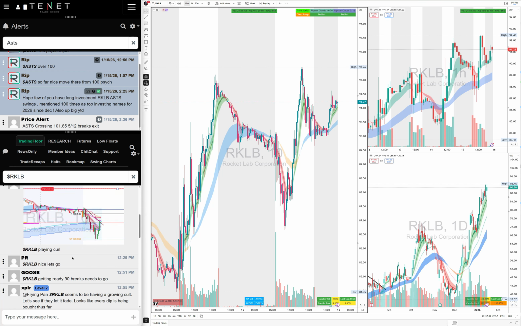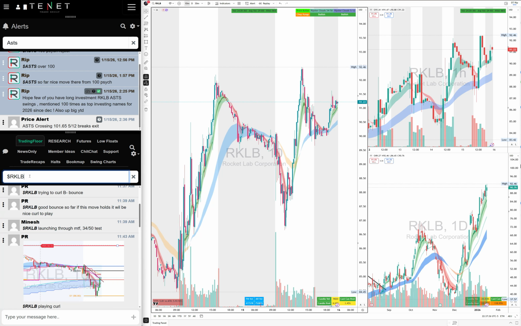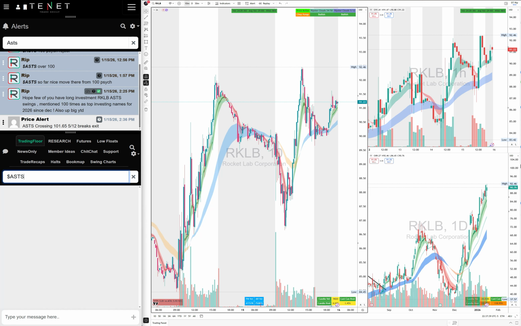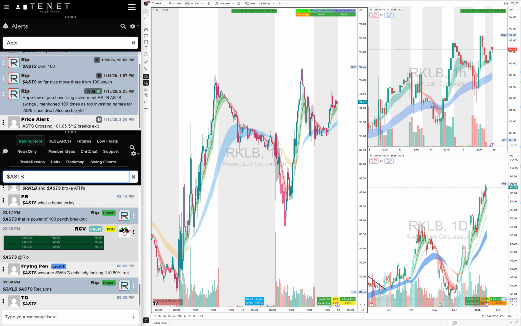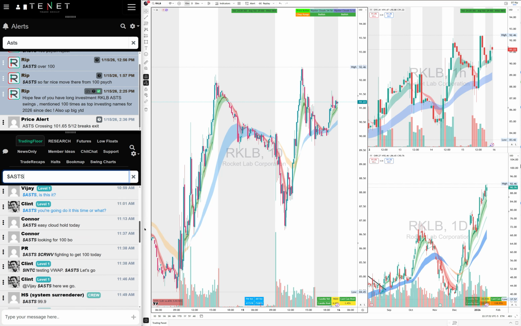Great calls by the traders as well. Risk and reward management in the community was called out pretty nicely. The whole community was on ASTS. Everybody knows this is one of our top stocks. RGV took over 8 points on ASTS from the 96 entry. Just a beautiful day, and beautiful trades today.